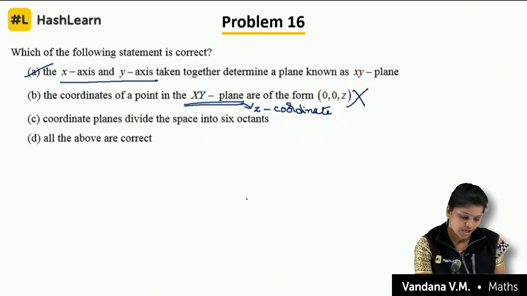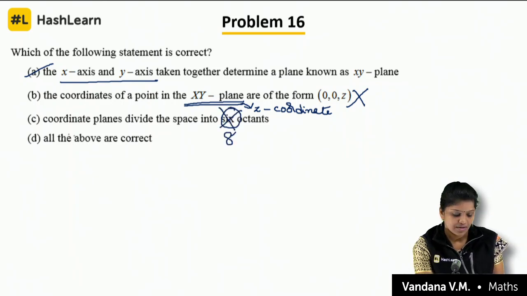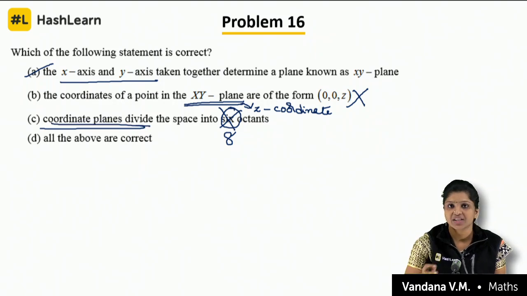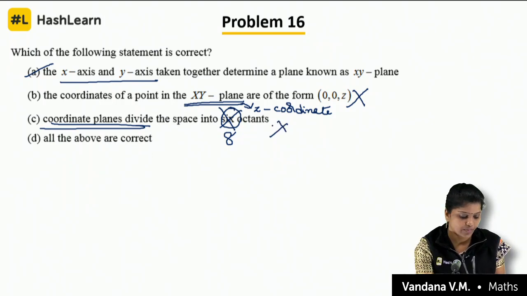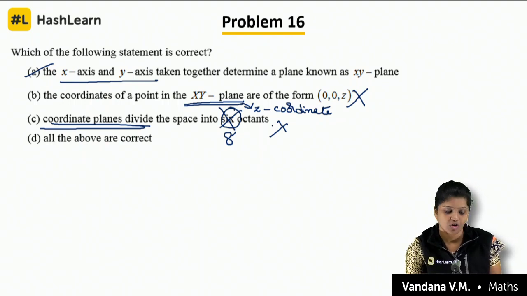Clear? Okay. The coordinate planes divide the space into 6 octants. Is it correct? 6? No. It should be 8 octants. The coordinate planes divide the space into 8 octants. Next, all the above are correct. Where all the above are correct? B also wrong, C also wrong. So, only one is correct. So, option A is correct. Remaining all are wrong. Understood, right?